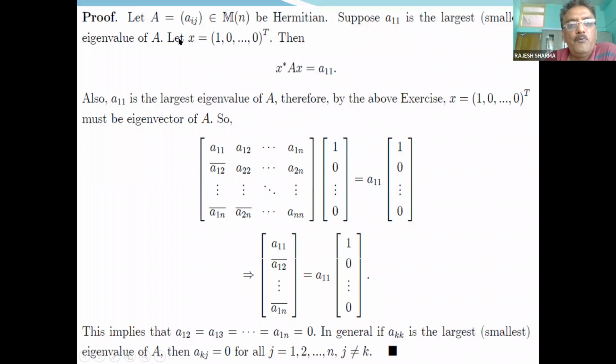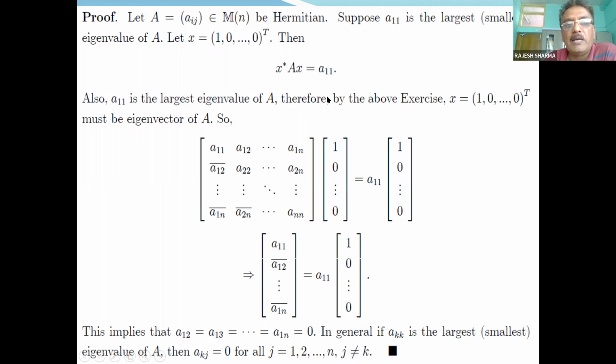Proof of this: we take this vector x, first 1, 0, 0. Then, as already discussed before, x star Ax comes out to be a11. Correct? And we are saying this a11 is the largest eigenvalue.